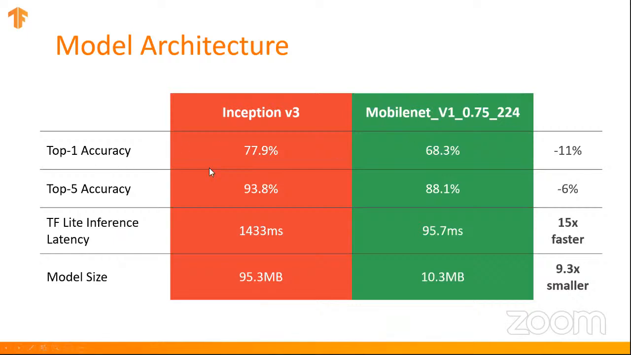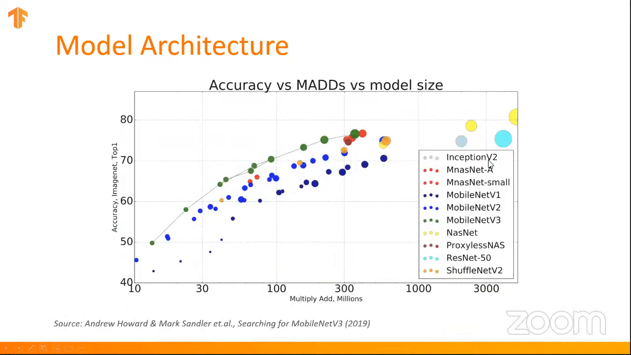If you compare top 1% accuracy between Inception and MobileNet, it's nothing much. And for top five accuracy, it's almost the same, 6%, and it's 15x faster. Okay, and it's 10x smaller. So that is the architectural advantage we are getting. Okay, you can see the same thing.